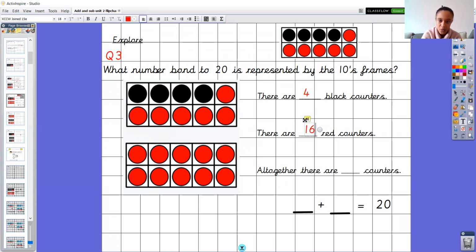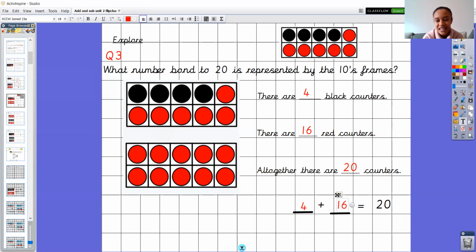How many counters are there all together? Well, we know, don't we? There's 2 full tens frames, and 10 add 10 makes, brilliant, 20. So what is my number sentence? Something add something equals 20. Brilliant, I've got 4 add 16 equals 20.